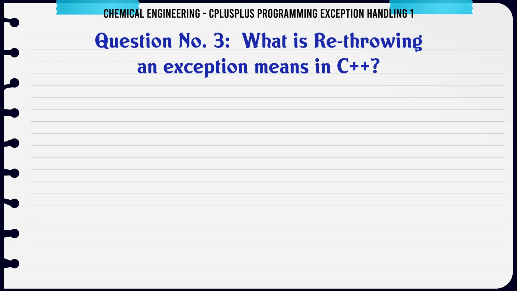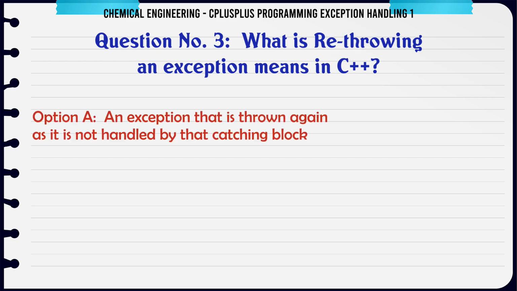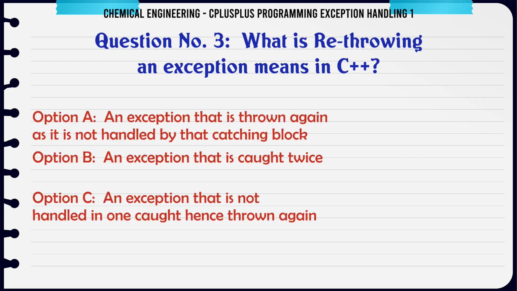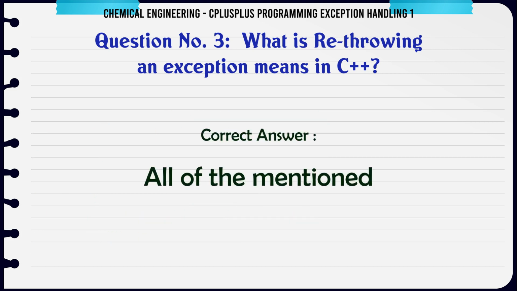What is rethrowing an exception means in C? A. An exception that is thrown again as it is not handled by that catching block. B. An exception that is caught twice. C. An exception that is not handled in one catch, hence thrown again. D. All of the mentioned. The correct answer is all of the mentioned.